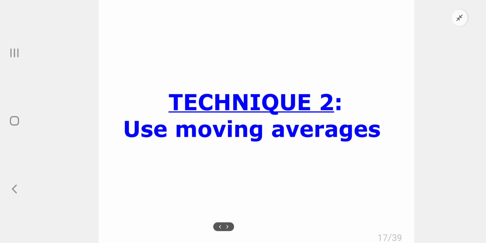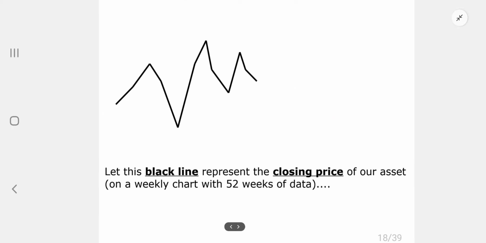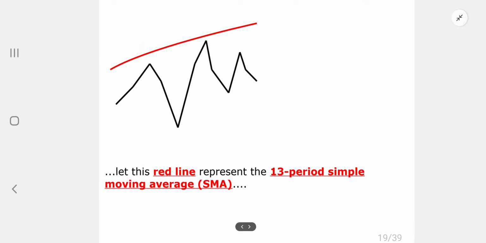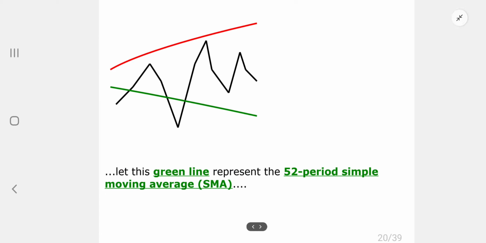Technique 2, use moving averages. Let this black line represent the closing price of our asset on a weekly chart with 52 weeks of data. Let this red line represent the 13-period simple moving average. And let this green line represent the 52-period simple moving average.